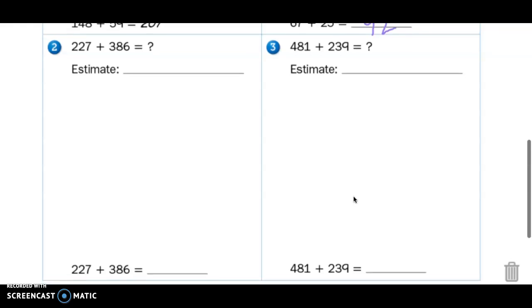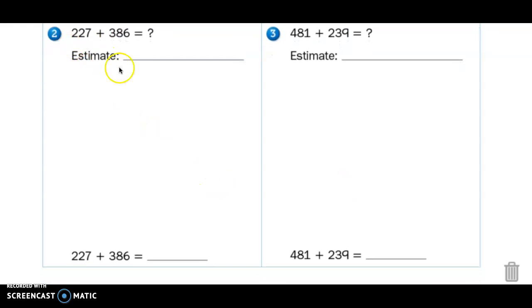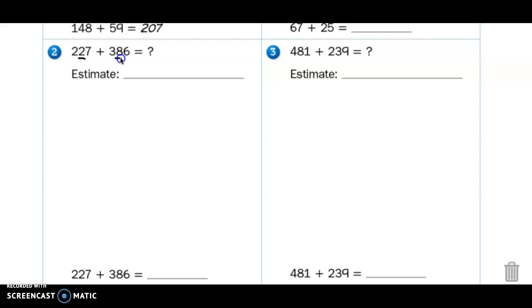Awesome. Let's estimate. We could round to the hundreds place, but I'm going to have us round to the tens place again because when we round to smaller numbers, it is a more accurate answer. So what is this 7 telling our tens place to do? Is 2 going to stay the same or is it going to go 1 more? And what is this 6 telling the 8 to do? Is 8 going to stay the same or is it going to go up to 9?